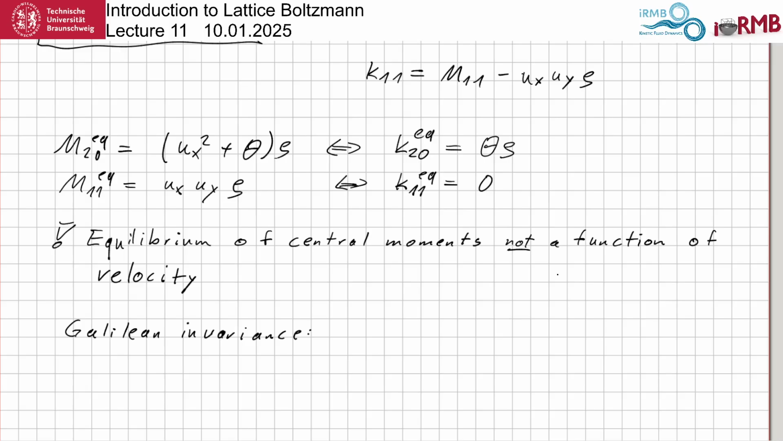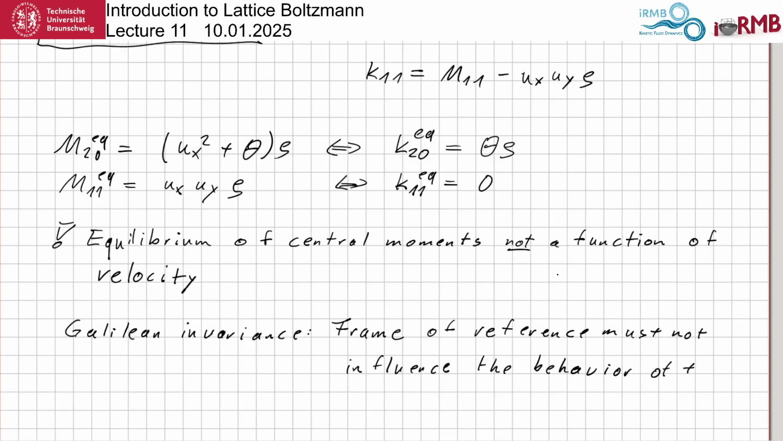And what is actually Galilean invariance? The idea is that in physics there is no special reference frame. So the frame of reference must not influence the behavior of the methods.